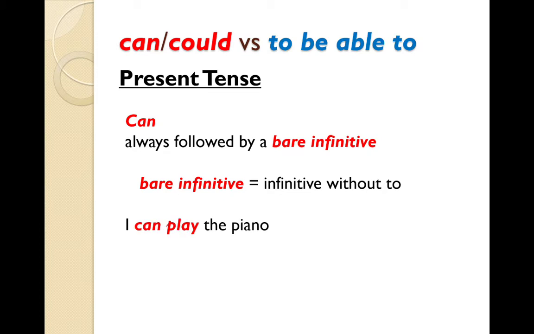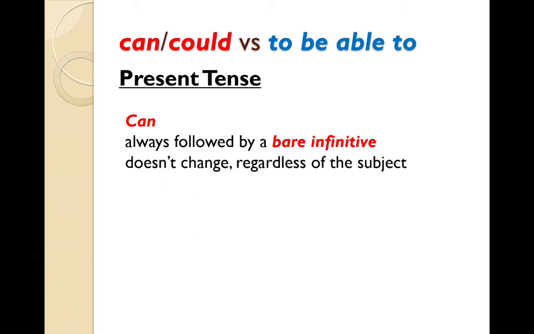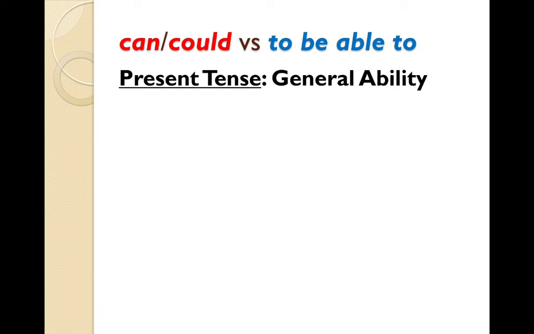I can play the piano. Correct. I can to play the piano. Incorrect. Okay, so always bare infinitive after can. And it doesn't change regardless of the subject. So let's see some examples. General ability, subject can, bare infinitive.